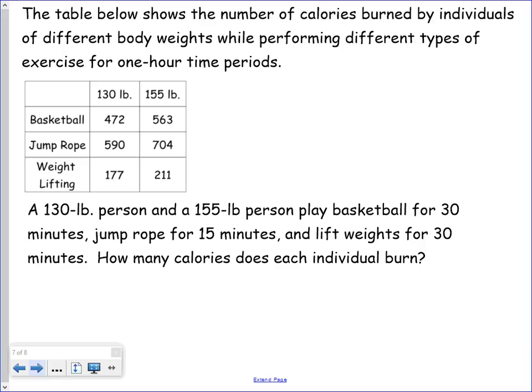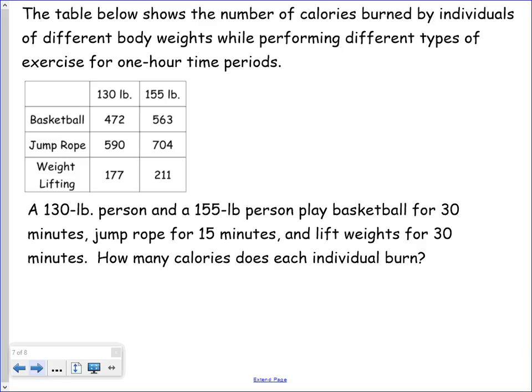So this says, the table below shows the number of calories burned by individuals of different body weights while performing different types of exercise for 1 hour time periods. So if I weigh 130 pounds and I play basketball for 1 hour, I will burn 472 calories. Whereas if I weigh 155 pounds and play basketball for 1 hour, I will burn 563. It also gives me data for jump roping and weightlifting. That's just information that's provided.